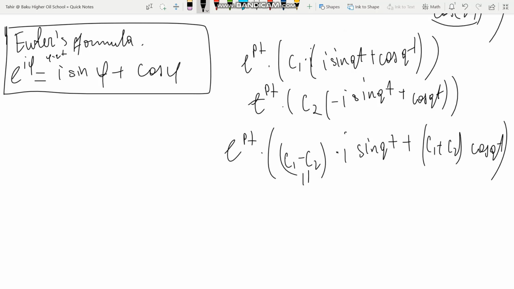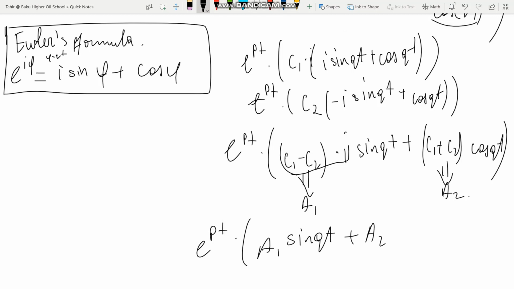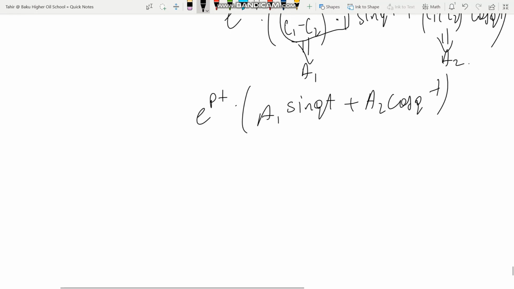And this is also constant. We can write it with the help of a1, and this is also constant a2. And here a1 can replace c1 minus c2 multiplied by i, because these are constant terms. e to the power pt multiplied by a1 sine qt plus a2 cosine qt. And this is the simplified final formula for the second order differential equations when the discriminant is less than 0.